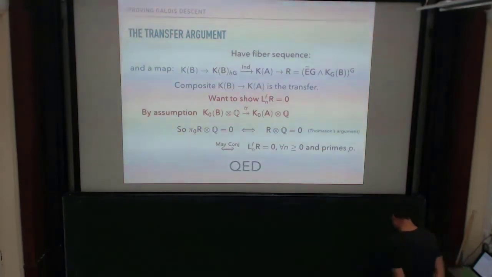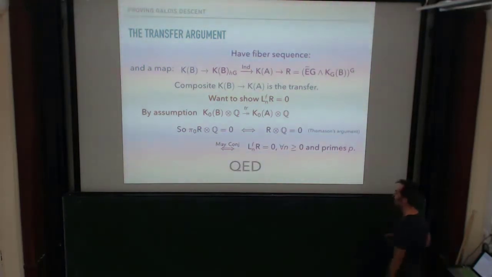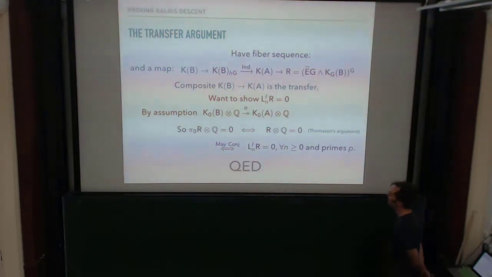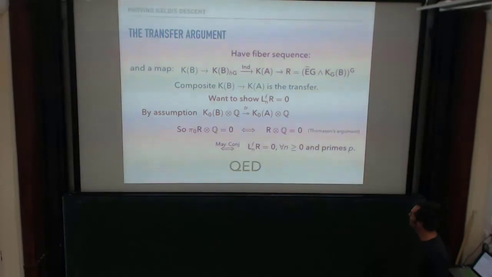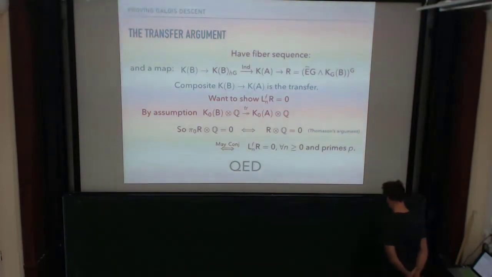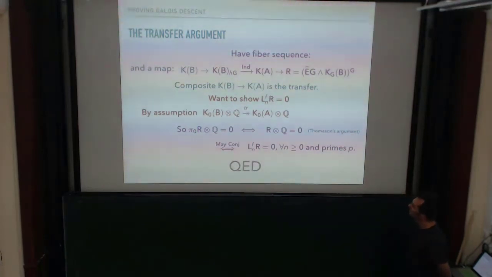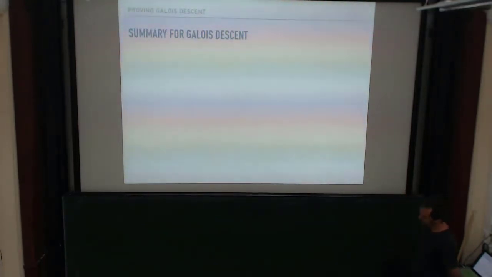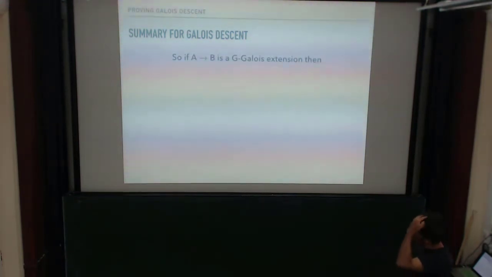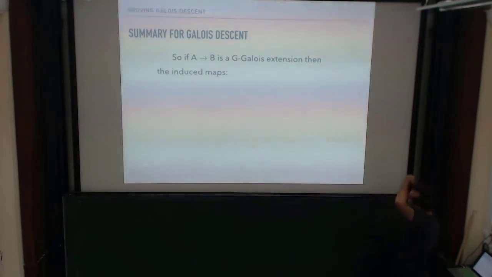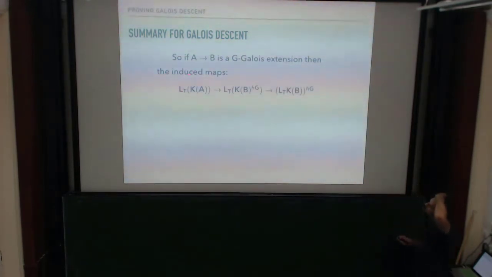So it's really a very powerful tool. It takes a classical easy argument, and we produce this much more general descent result. Okay. So, to summarize this argument, when I have a G Galois extension, then these induced maps that we want to see are equivalences.